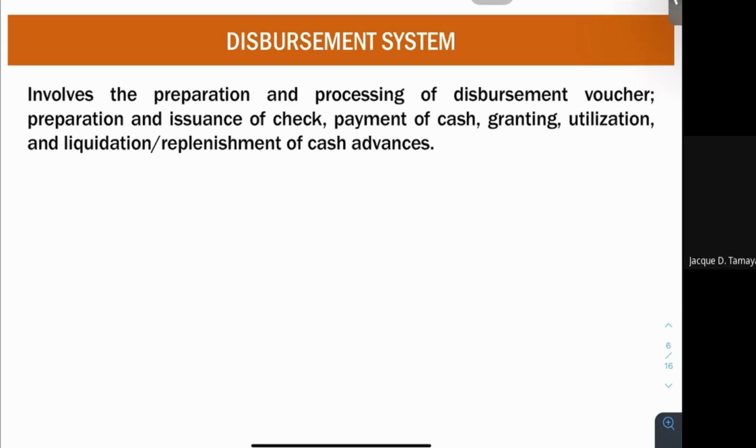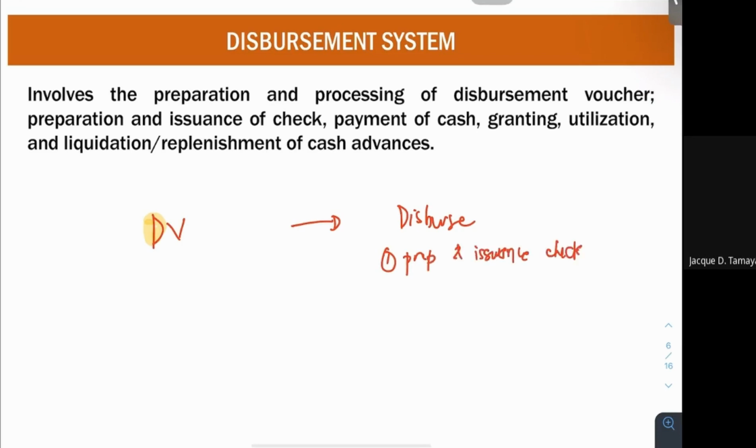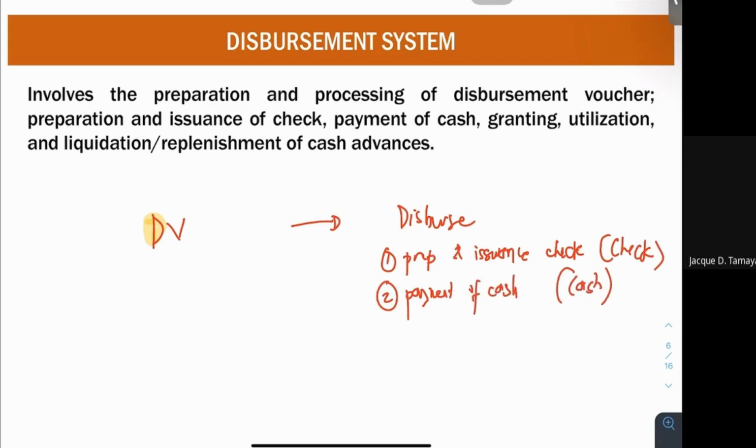So what's the first one? There must be a preparation and processing of your disbursement voucher. And after that, you will now disburse. How do you disburse? First, either preparation and issuance of check. So this is known as your disbursement of check. Next, payment of cash. This one is known as your cash disbursement.